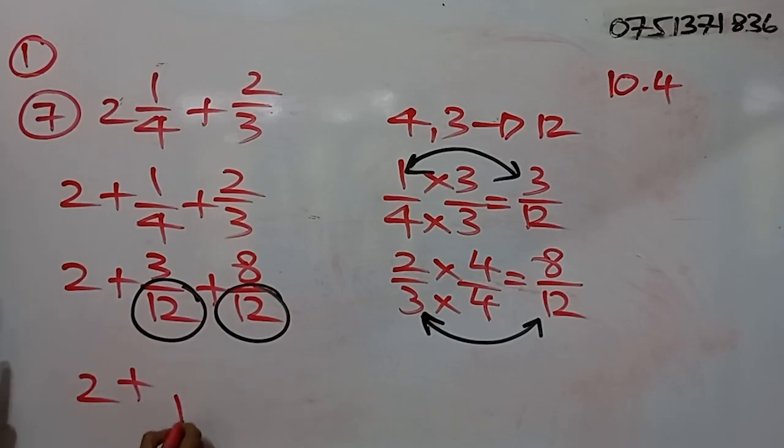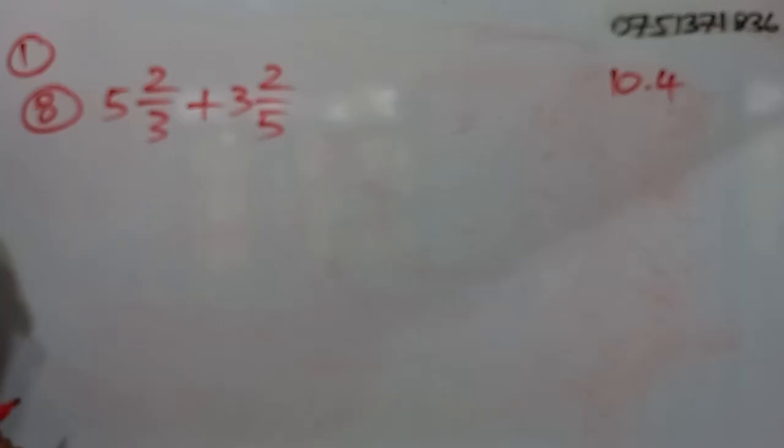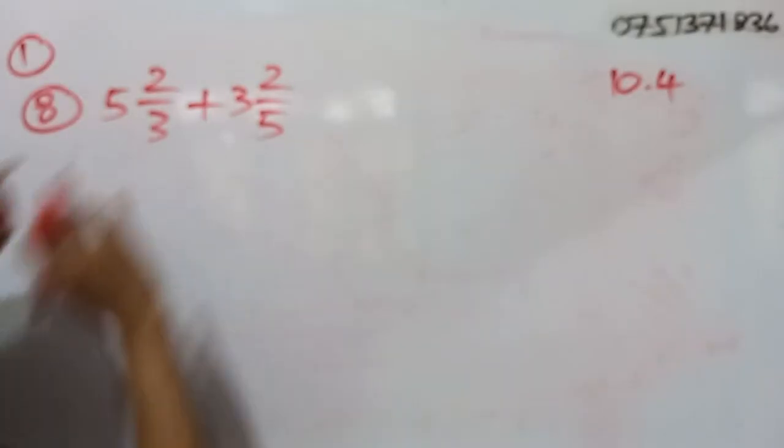So 2 plus, 12 is the denominator. What will be the numerator? 11. So now I can simplify these two as what? 2 and 11 by 12. Right, part 8. So we have to add these two fractions.